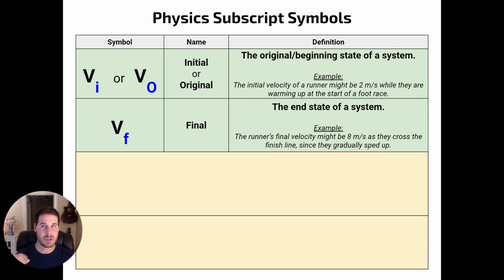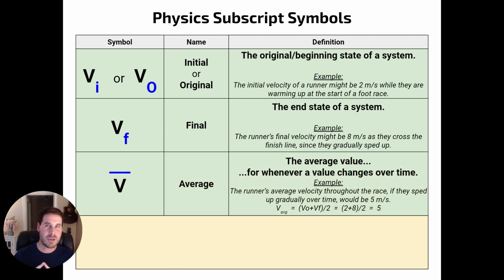But there's two more you should know too that are kind of weirder. Whenever you see a little bar over a letter, in this case we're looking at V bar, that means that you're expected to take the average value. So an example would be if we wanted to know what the average velocity was of our runner who started at 2 and ended at 8 meters per second, then we would have to do a quick calculation to figure out what that average velocity was.